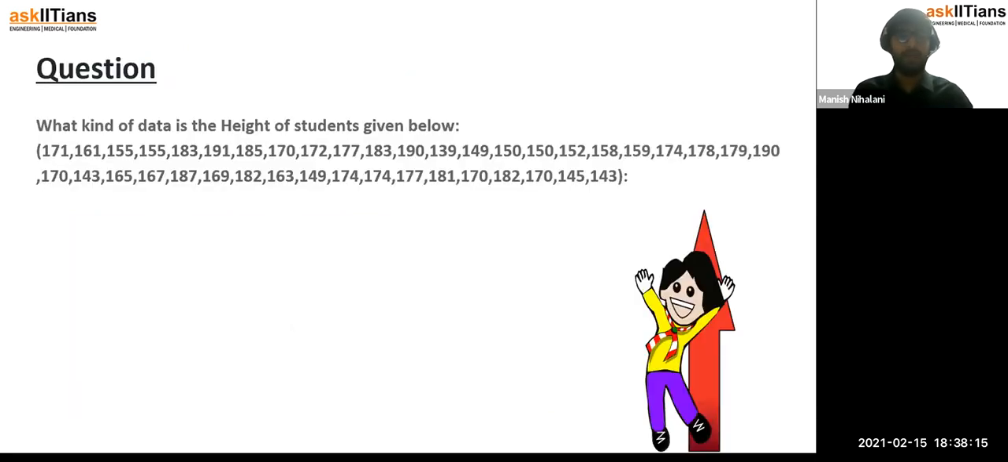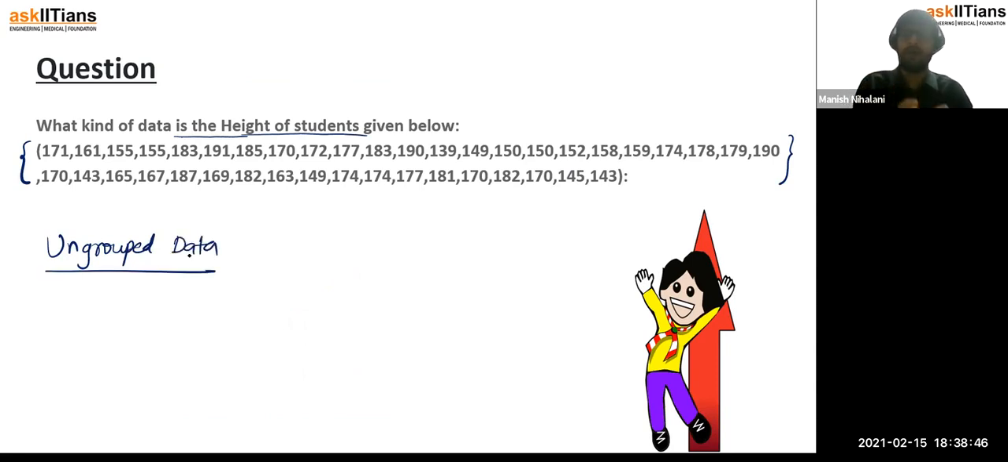It says what kind of data is the height of students given below. Basically he's saying that if these are the heights of students, so this is which data. Now you all can see there are so many entries, there are so many students, and each student's height is given differently. So this is basically your ungrouped data, right? This is your ungrouped data, because you are not grouping, you are separately noting down each and every observation, right?